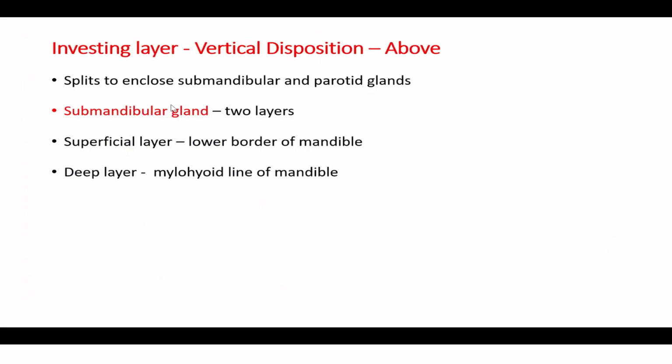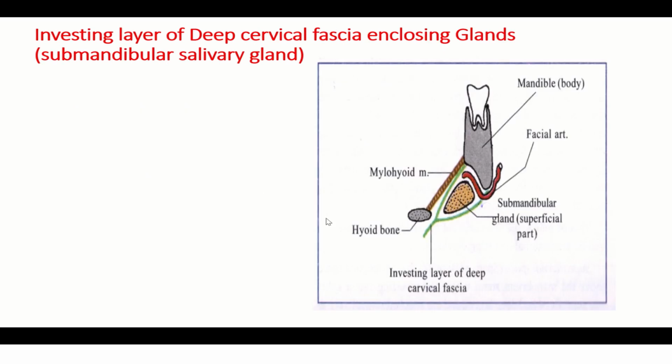Now, if you see the vertical disposition, above it splits to enclose the submandibular and parotid glands. Near the submandibular gland, there will be two layers. The superficial layer is attached to the lower border of the mandible and the deep layer is attached to the mylohyoid line of the mandible. Let us see here. You can see this is the submandibular gland, this is the superficial layer, and this is the deep layer. The deep layer is attached to the mylohyoid line. The superficial layer is attached to the lower border of the mandible.